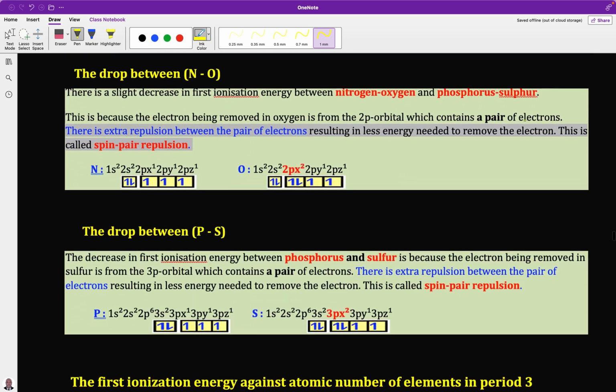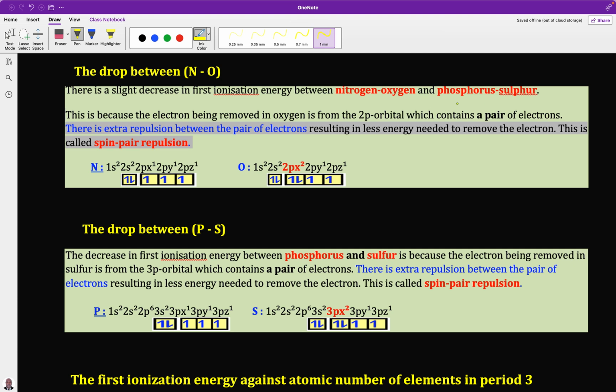In period 2, the next thing you do is write the electronic configuration of nitrogen and write the one of oxygen. Now you will see that the 2p subshells of nitrogen are half filled, and it gives some stability. But for oxygen, 2 of the orbitals are half filled, but one is full. One has a pair of electrons. And the electron to be removed comes from the pair of electrons.